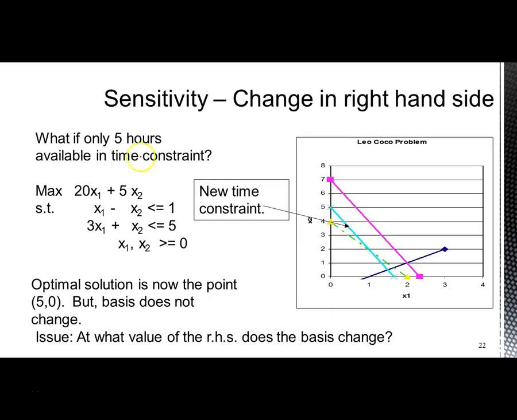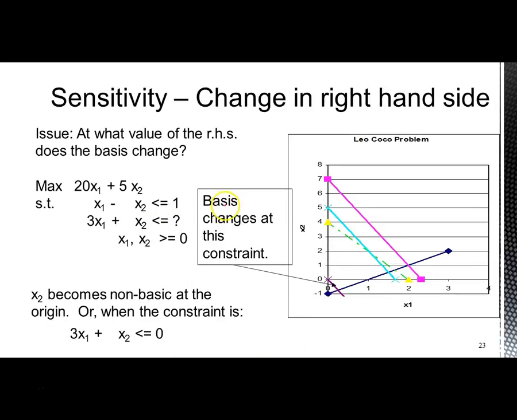Okay, so now what happens? What if we only have 5 hours available at the time constraint? So instead of 7 we have 5. Now the new constraint becomes like that. So what exactly happens? The optimum solution is now 0.5 and 0, but the basis does not change. So at what value of the right hand side does the basis change? So what happens right here? The basis changes at this constraint.